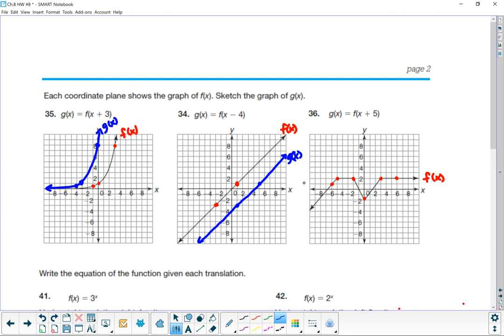So 1, 2, 3, 4. Oh, so this one's going to be a little bit over here. 1, 2, 3, 4. This one's going to be right here. 1, 2, 3, 4. This one's going to be right here. 1, 2, 3, 4, 5. This one's going to be right here. So far, it's going to look something like this. This one's going to be 1, 2, 3, 4, 5 right here. So it's going to come up to where this one was, and then it's just going to go across. Okay, and that's also g of x. So it looks kind of the same, but it's been shifted over.